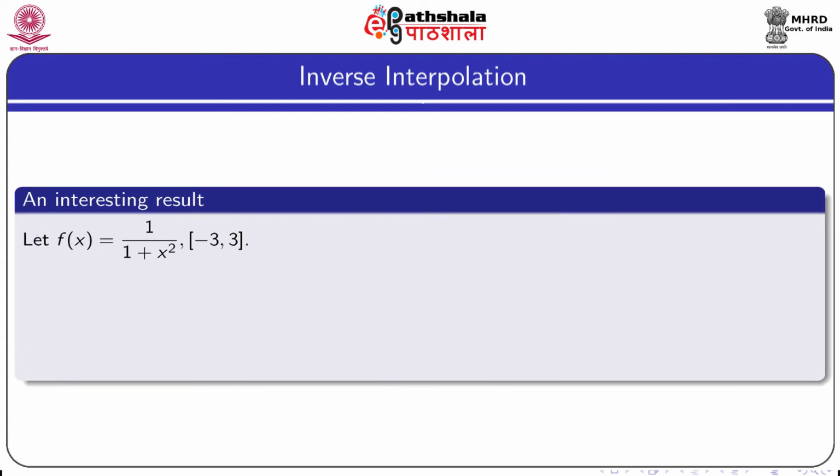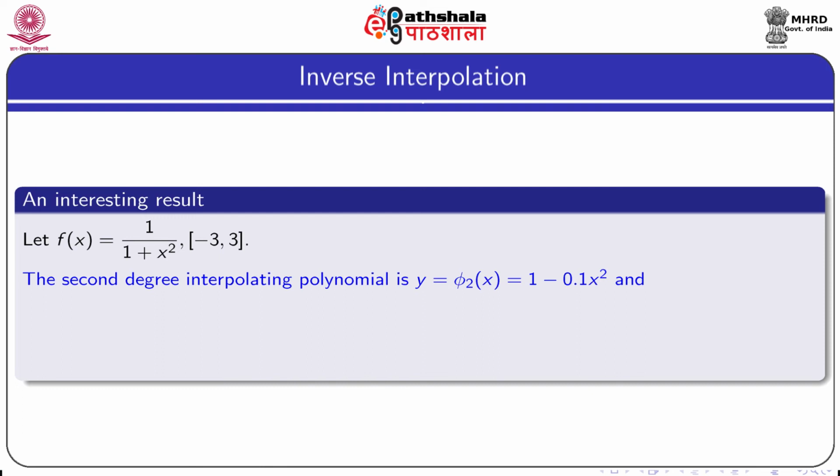Let f(x) be a function which is equal to 1 by 1 plus x square, and it is defined on the closed interval minus 3, 3. So, for this function the second degree interpolating polynomial is y equal to phi 2(x) equal to 1 minus 0.1 into x square. This is the second degree approximate polynomial for the function f(x).